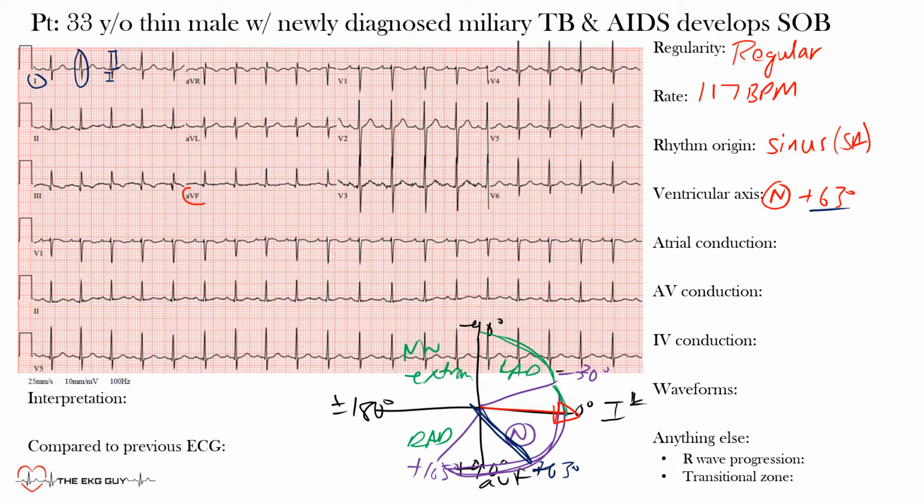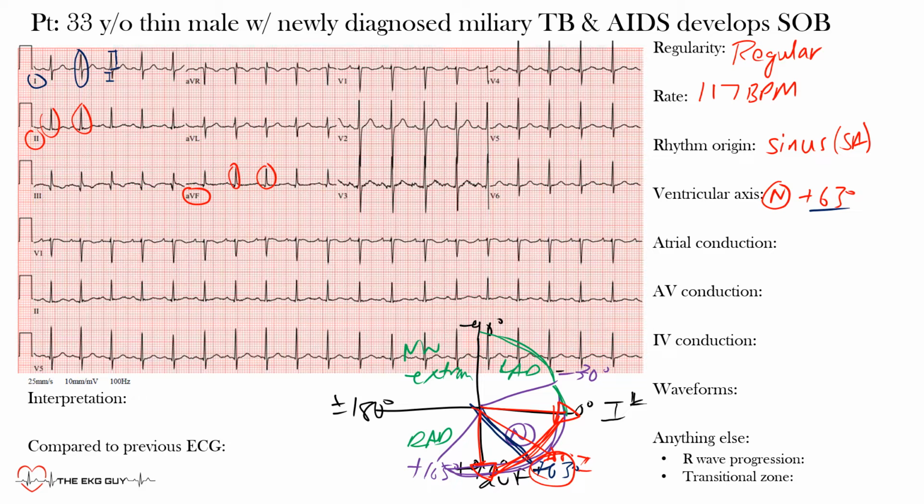If we look at AVF, you can see these are mostly positive complexes, so we'd be heading towards the positive end of AVF, and that would mean we're heading in this direction. And then remember, lead 2 is pretty much at positive 60 degrees. If you look at lead 2, it's almost completely positive, so it makes sense why we're heading there, and the actual axis we said was positive 63. So that's why we have a normal ventricular axis, all right?